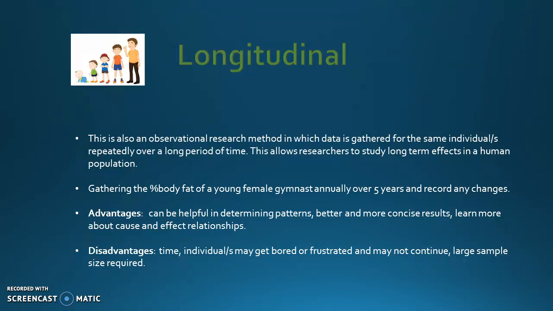So an example would be gathering percentage body fat of a young female gymnast annually over 5 years and recording any changes. This is because it's over a long period of time, so 5 years, and you're annually recording their percentage body fat, so you're repeatedly getting results.